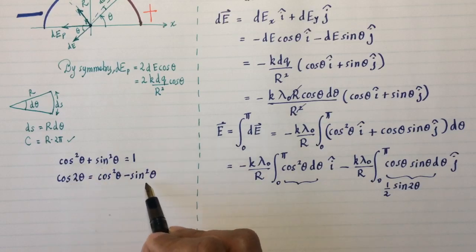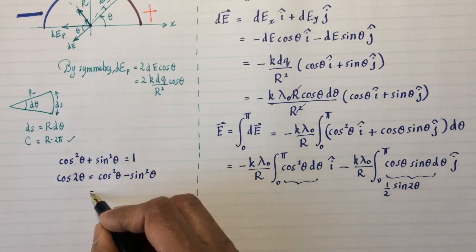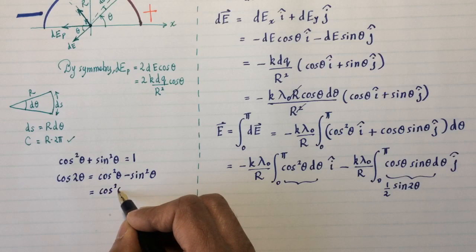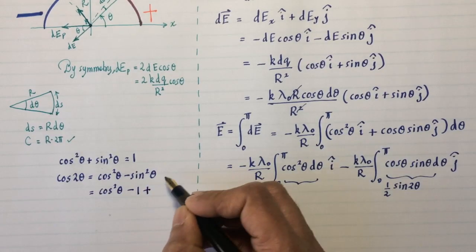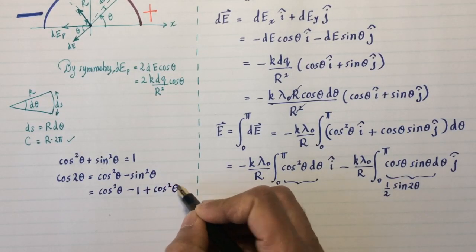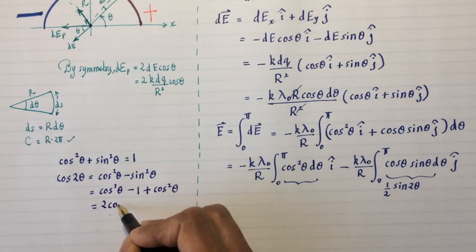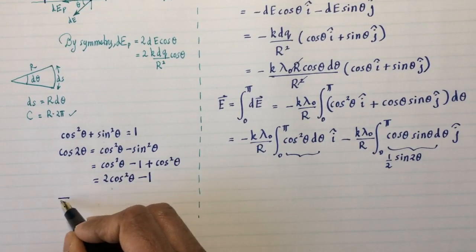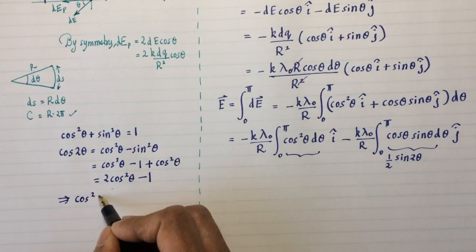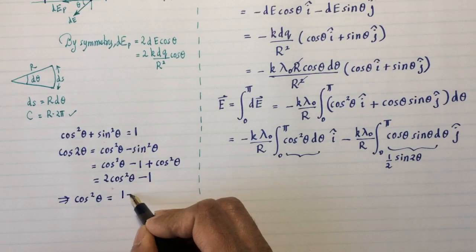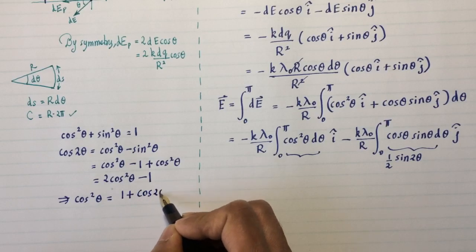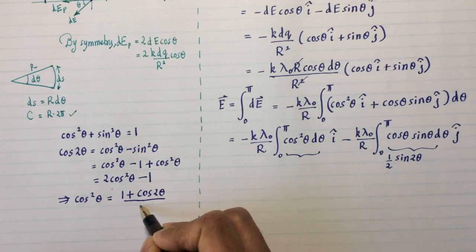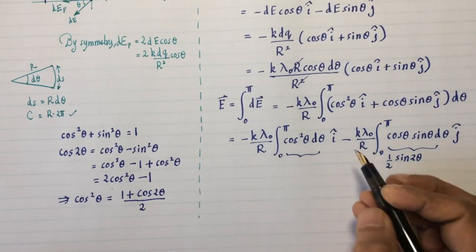Let me write sine squared theta as 1 minus cosine squared theta. So I'll get cosine squared theta minus 1 plus cosine squared theta, or 2 cosine squared theta minus 1, from which I can solve for cosine squared theta. So I get cosine squared theta is 1 plus cosine 2 theta divided by 2. Well, that's what I'm going to use here.